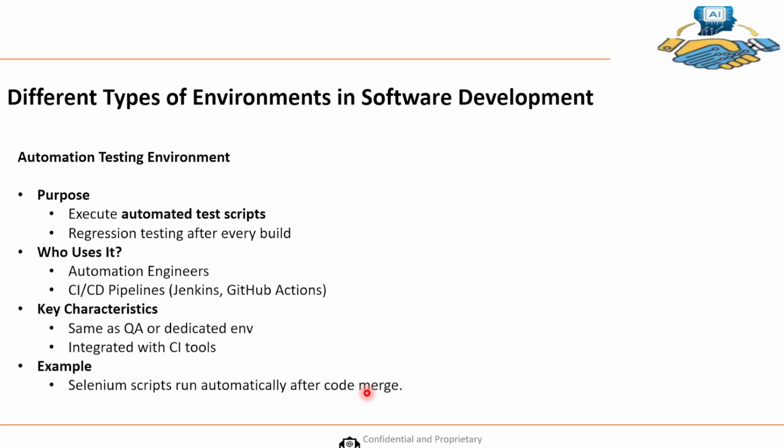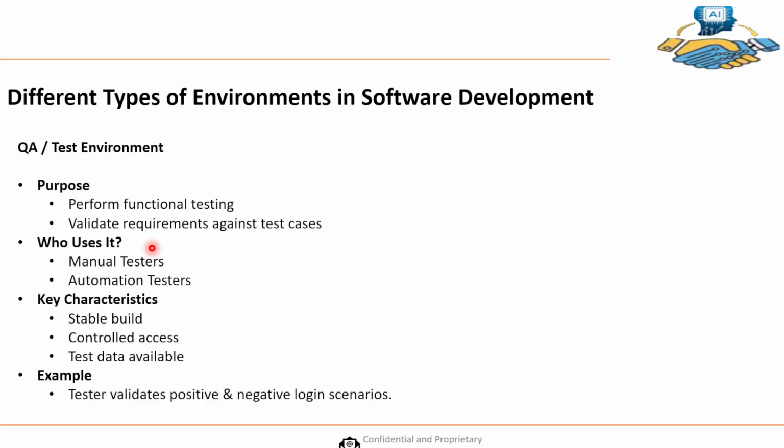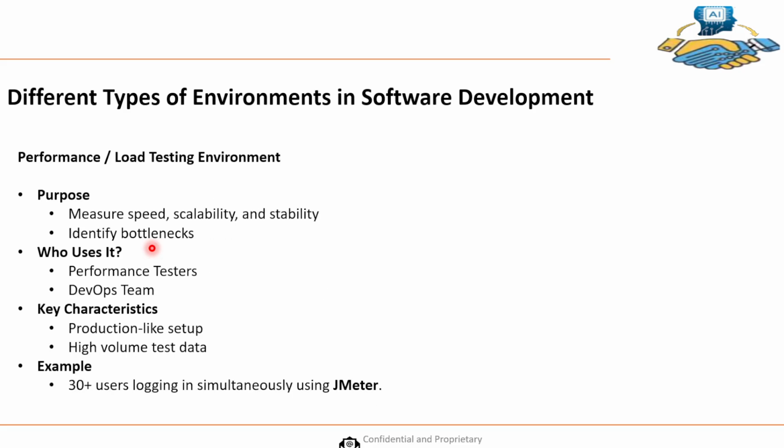Then again, it depends on the organization whether they need to keep a separate automation testing environment, or whether the same scripts, the automated regression test cases, are executed on the QA environment. Now next is the performance or load testing environment. The basic purpose of this environment is to measure the speed, scalability, and stability, and identify the bottlenecks.